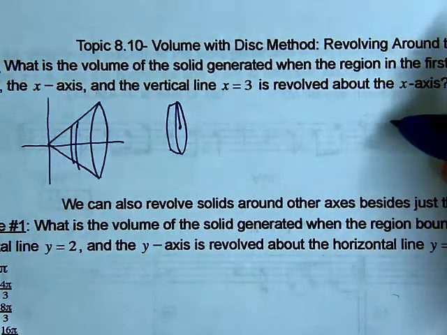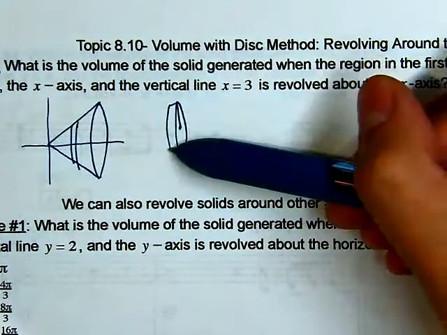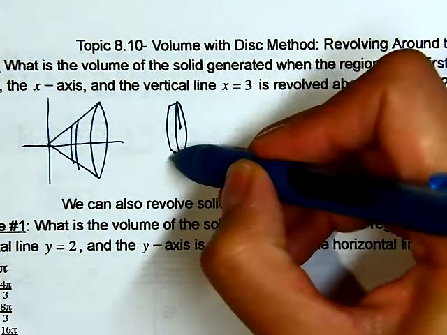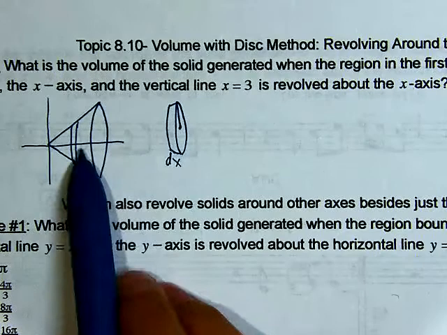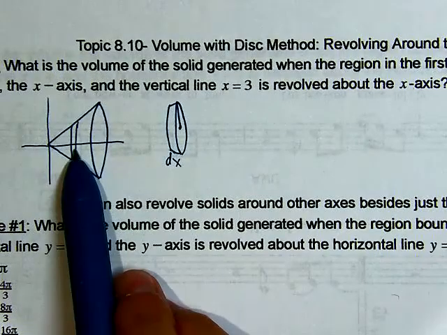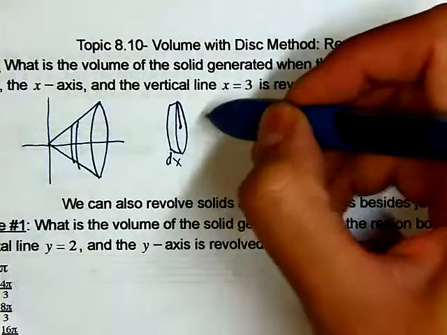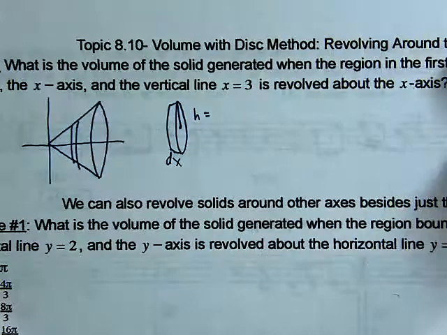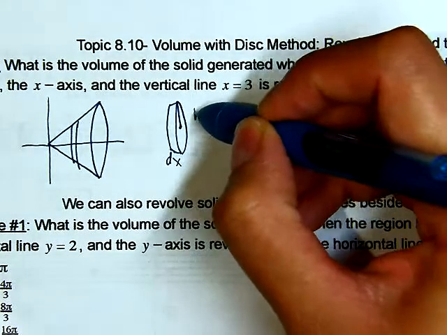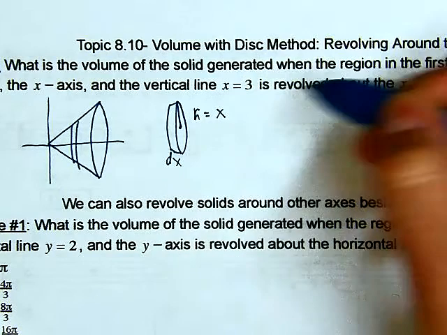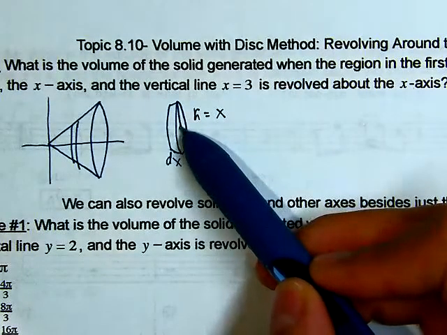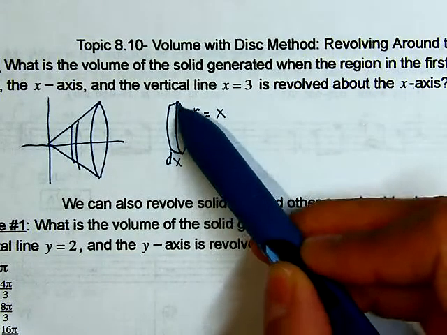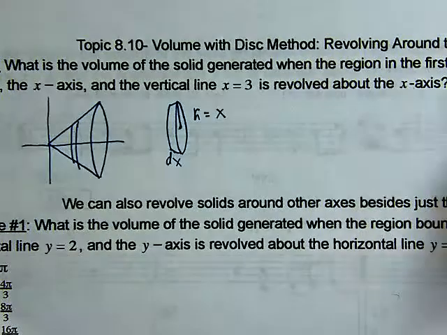I need to know the radius and I need to know the height of this slice. So as always, the height of this is dx. These are vertical slices, so it'll be with respect to x. And then the radius will just be x. It goes up from the x-axis, which is 0, up to the line y equals x.